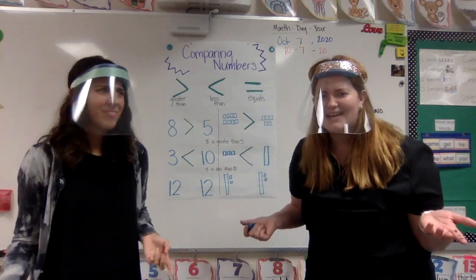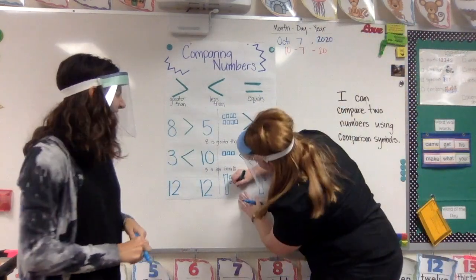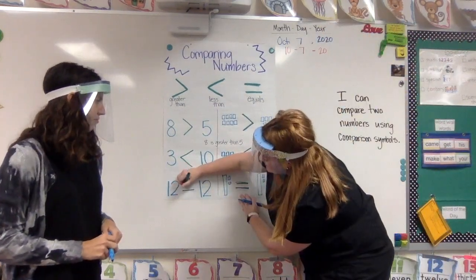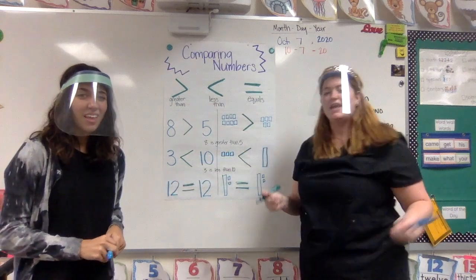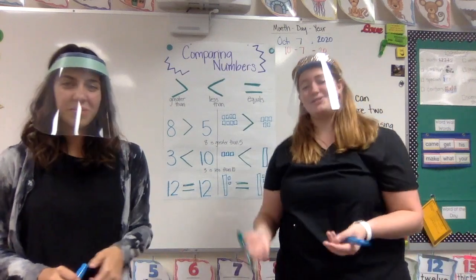So what symbol is that? Equals. Good job, that is so correct. That's right. We're going to put this equal symbol in between them. If we were writing a sentence, we would say 12 is equal to 12.